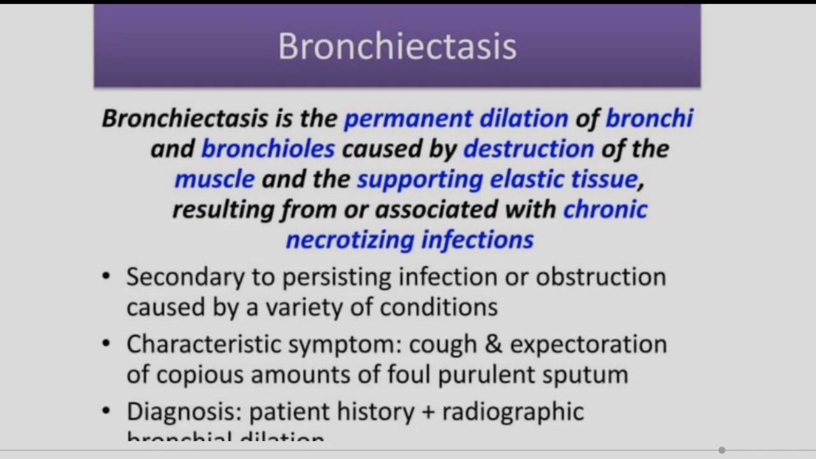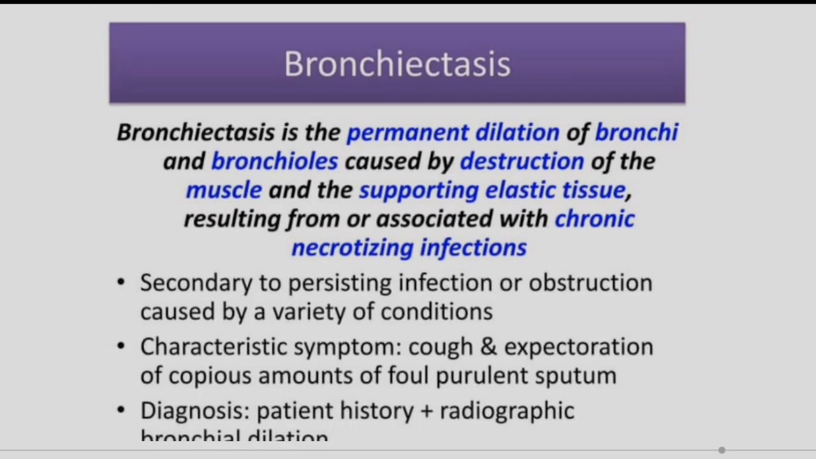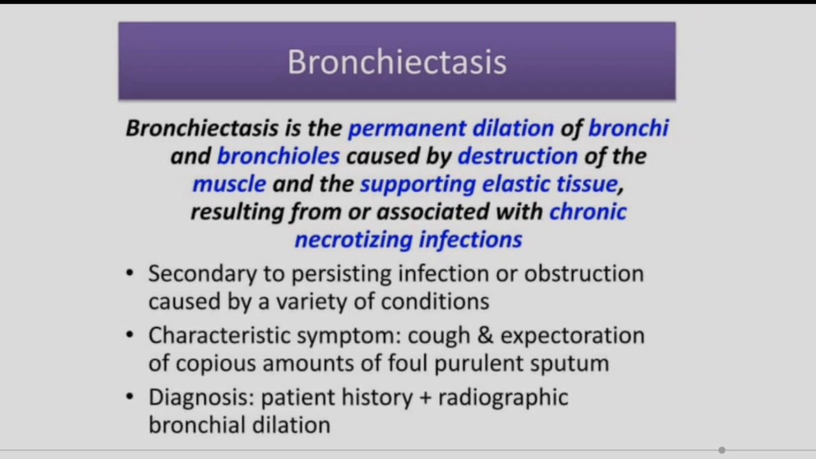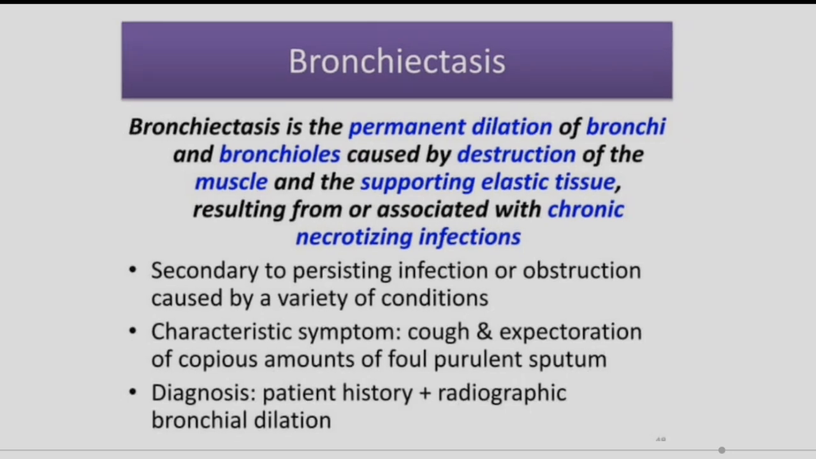But it is going to be difficult to differentiate between bronchitis and bronchiectasis. Bronchitis is the condition in which you have mucus production. But in bronchiectasis you are going to get blood in the sputum, while in bronchitis you are not going to get blood in the mucus. The muscle and the supporting elastic tissue are destroyed, resulting from or associated with chronic necrotizing infection. So you get infections and you get a problem with the muscles of the bronchi.